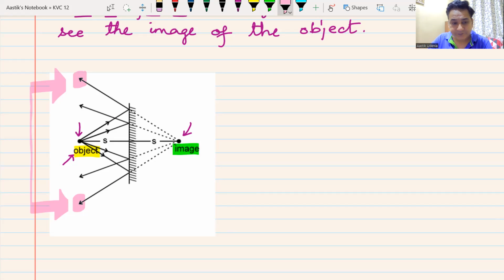I'll give you a minute, till the time that you can draw this diagram to understand the meaning of FOW. I'll write it: FOW, field of view.